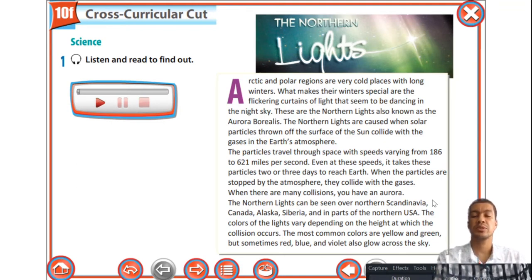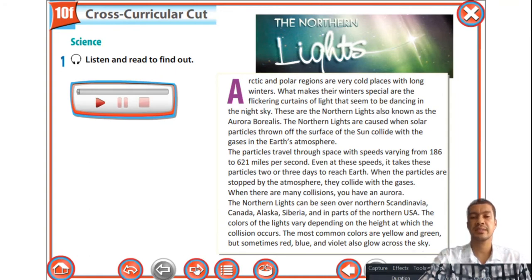But mostly this happens in the northern parts of the USA. So if you want to travel someday and witness this phenomenon, this is actually a cool thing to look at. Alright, so what can you witness? Some of the common colors that we know are yellow and green, sometimes a little bit of red, blue and violet. So these lights, as we can imagine, glow right across the sky. That's just a little bit of background of what's happening in the article, and we can move on.